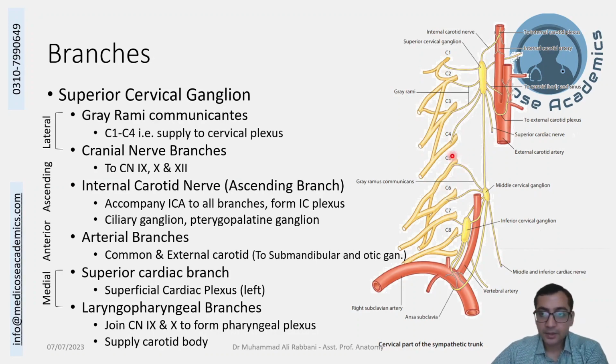And then there are arterial branches, the branches going along with the internal carotid and external carotid artery, the sympathetic plexus formed around these arteries, coming from the superior cervical ganglion. And then each of the three cervical ganglia gives a cardiac branch, and the one from the superior cervical ganglion is called the superior cardiac branch.